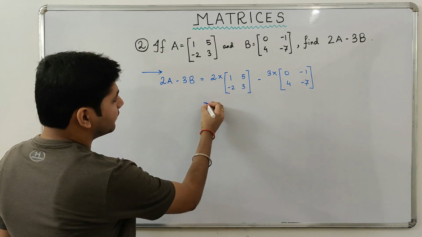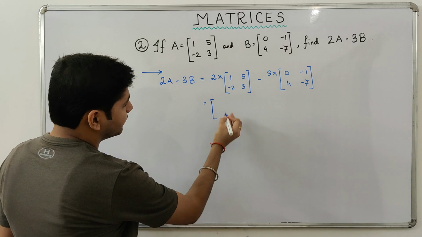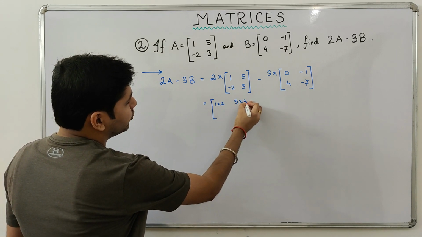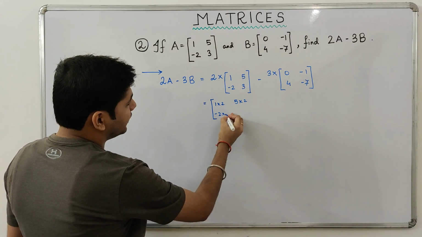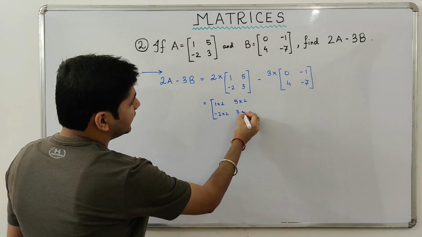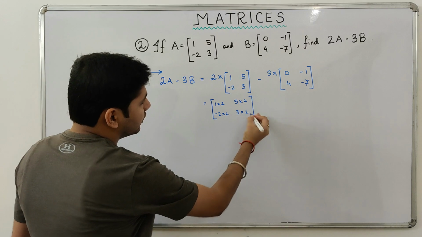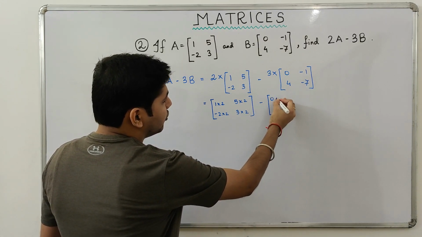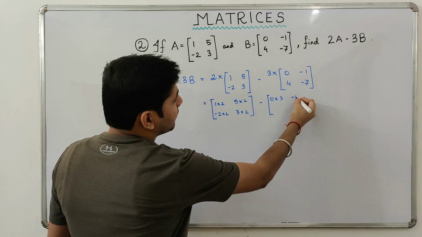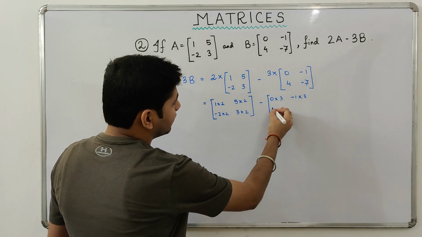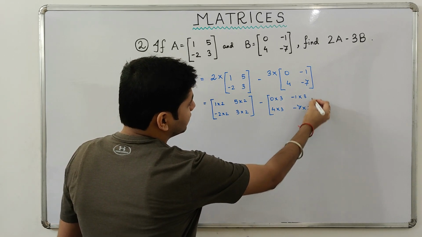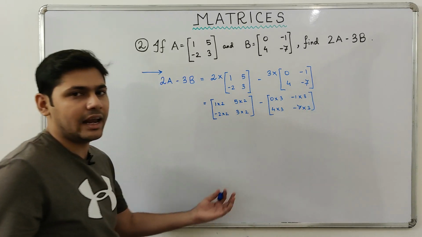So what do we get? We will get 1 into 2, 5 into 2, minus 2 into 2, 3 into 2, minus 0 into 3, minus 1 into 3, 4 into 3, and minus 7 into 3. Let's do the calculations now.